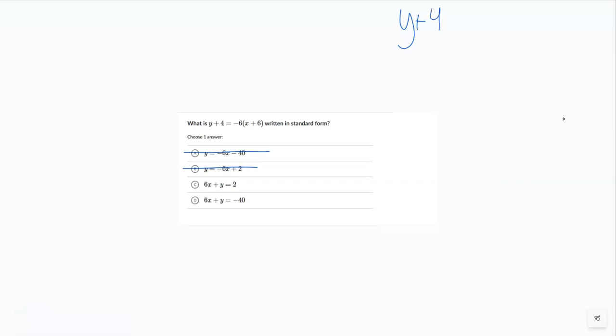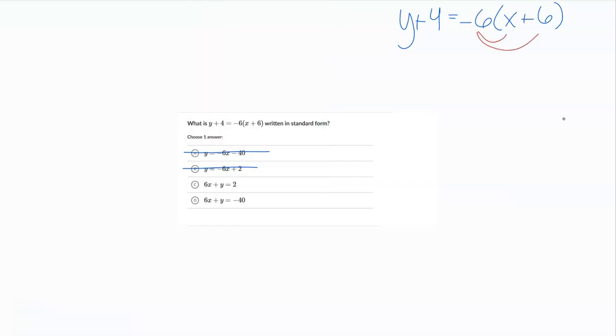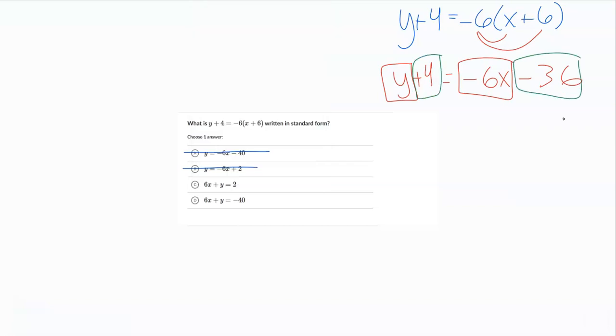So y plus 4 equals negative 6 times x plus 6. First thing you want to do is distribute that negative 6 to both terms. So we get negative 6x minus 36, y plus 4. Now, like I said, we want to put all of the variables on one side, which this is a variable, and that's a variable. And then all the numbers, the constants, we call them, on the other side. So we have two things we got to do. I'm going to move this 4 that direction, and this negative 6x that way.